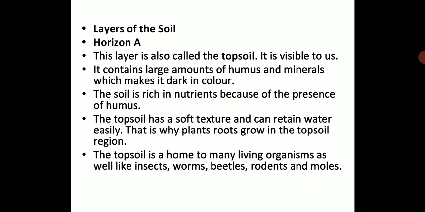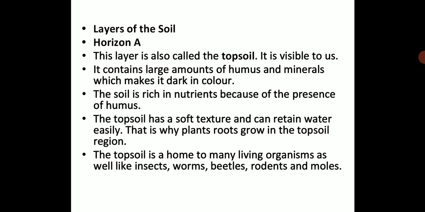So let us see horizon A. This layer is also called the topsoil. It is visible to us. It contains a large amount of humus and minerals which makes it dark in color. So why is it dark in color? Because humus is the dead and decayed matter of plants and animals and has so many minerals. That's why it gets a dark color.